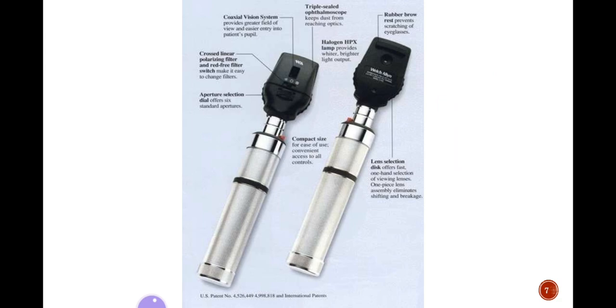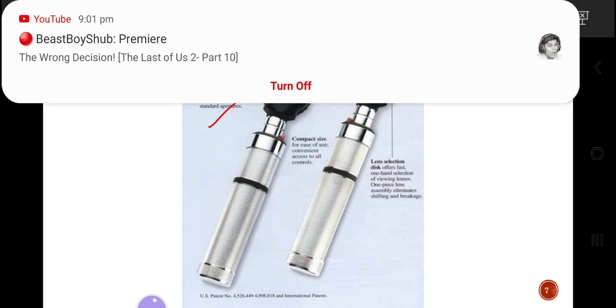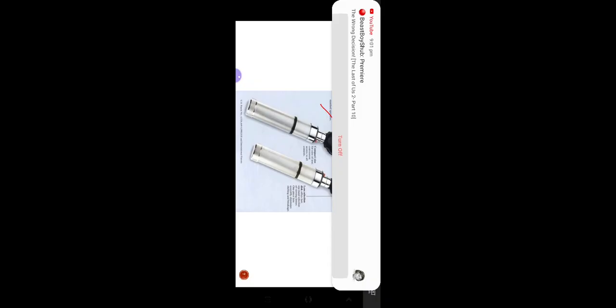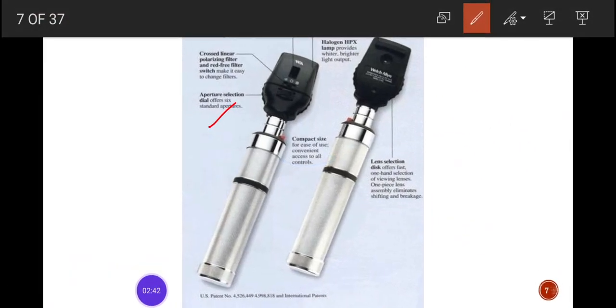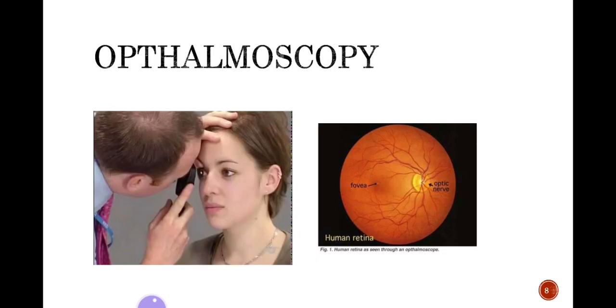You must know the different parts of the ophthalmoscope. This is not important from a theoretical point of view, but it is very important if you have to perform the practical in physiology. You must know the different parts of the ophthalmoscope. This picture shows how you can examine the eye by the ophthalmoscope. You can see that there is almost zero distance between the doctor and the patient to do the internal examination of the eye.